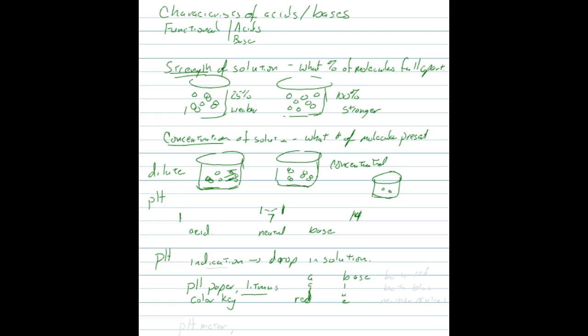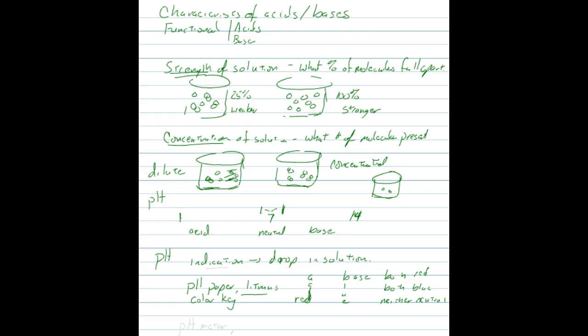So that's how you can tell the difference with litmus paper. You need both of them, because if they both turn red, it's acid. If they both turn blue, it's base. If neither changes, red stays red, blue stays blue, then it's neutral. And no, you can't have the red turn blue and the blue turn red.